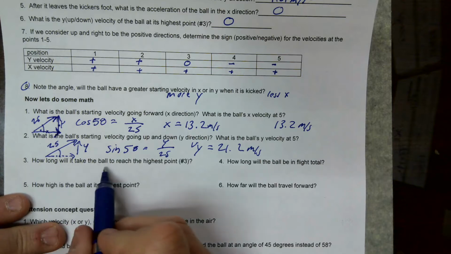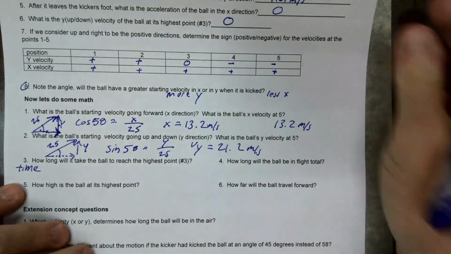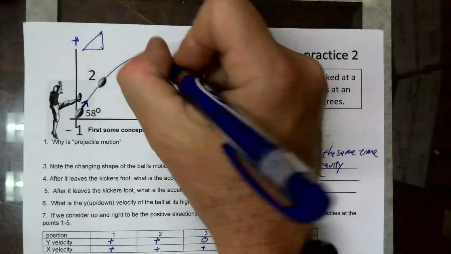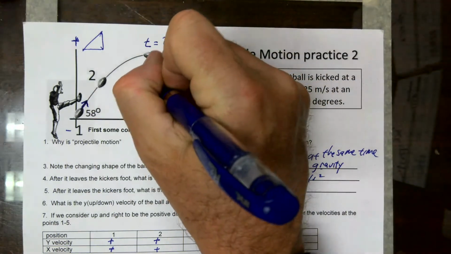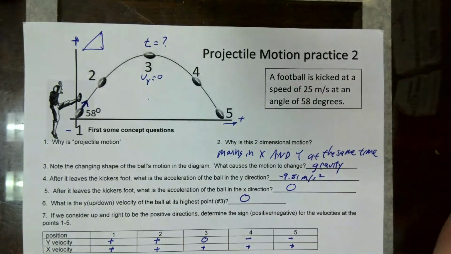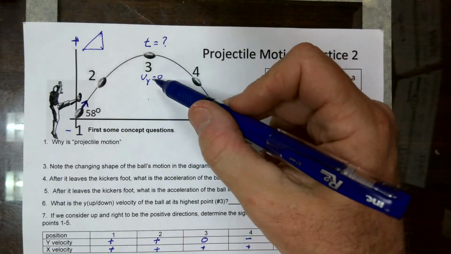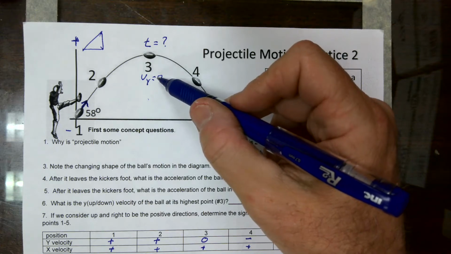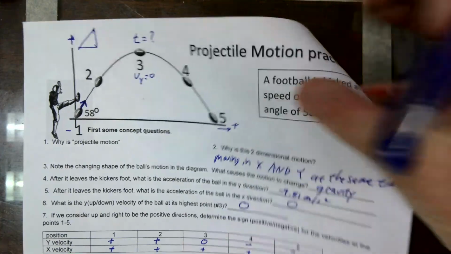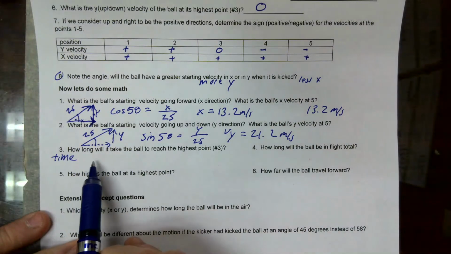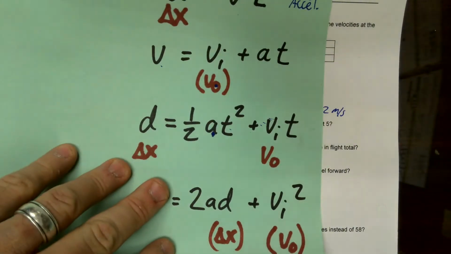So now we want to know, how long will it take the ball to get to the highest point? I'm looking for a time. I want to know the time it gets to there where its y velocity is 0. This is a very important point in projectile motion problems because I know that y velocity there is 0, and it allows me to do some math a lot easier than otherwise. So let's go to our kinematic formulas. How long will it take? Let's find a formula that has to deal with time.